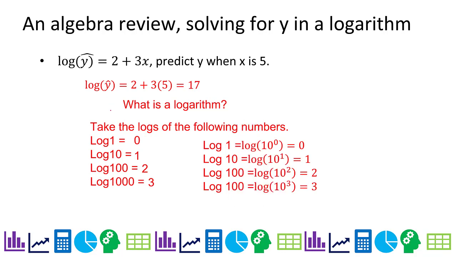So that's supposed to be 1,000 right here. Yeah, just that last one. We'll pretend it's 1,000 because my pen's not working so well. That would be 10 cubed, and that would be 3. So log and 10 to the power are the opposites of each other.